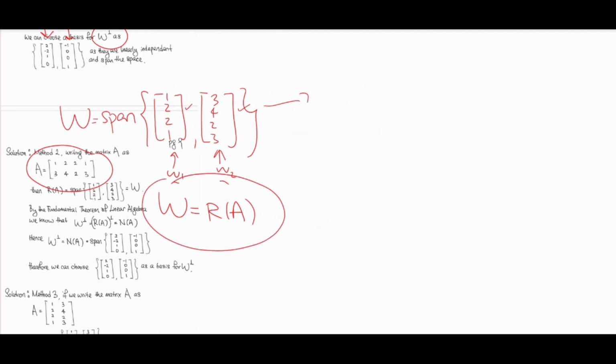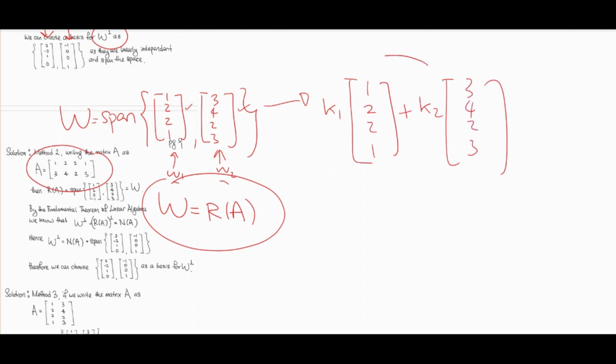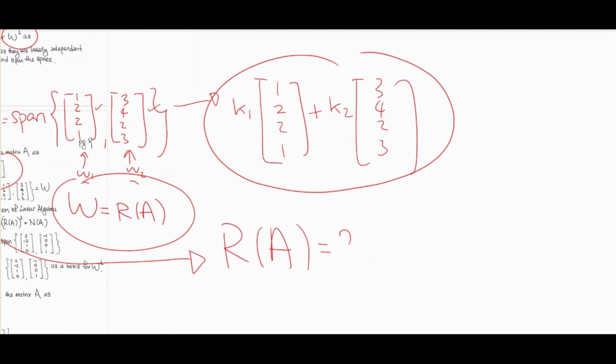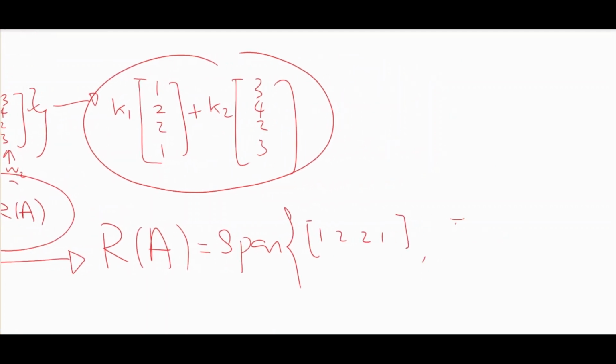Look at it. If you write it down, what does this thing mean? This is all the k1, let's use k just in case I need c somewhere else, times 1, 2, 2, 1, plus k2 times 3, 4, 2, 3. We're looking for all the vectors that look like this. If you write out matrix A like this and look at the row space of A, what is the row space of A? The row space of A is the span of the row vectors 1, 2, 2, 1 and 3, 4, 2, 3.